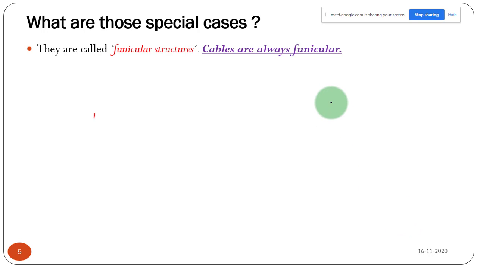And cables are always funicular. The term funicular is coming from string or cable. The cable or string is flexible, so it can't bend. It can take only axial tensile force. That type of structural system will be called funicular. So only axial force will be there as an internal force. So cables are always funicular, because they cannot take any moment or shear force. That is why there will be only axial tensile force.